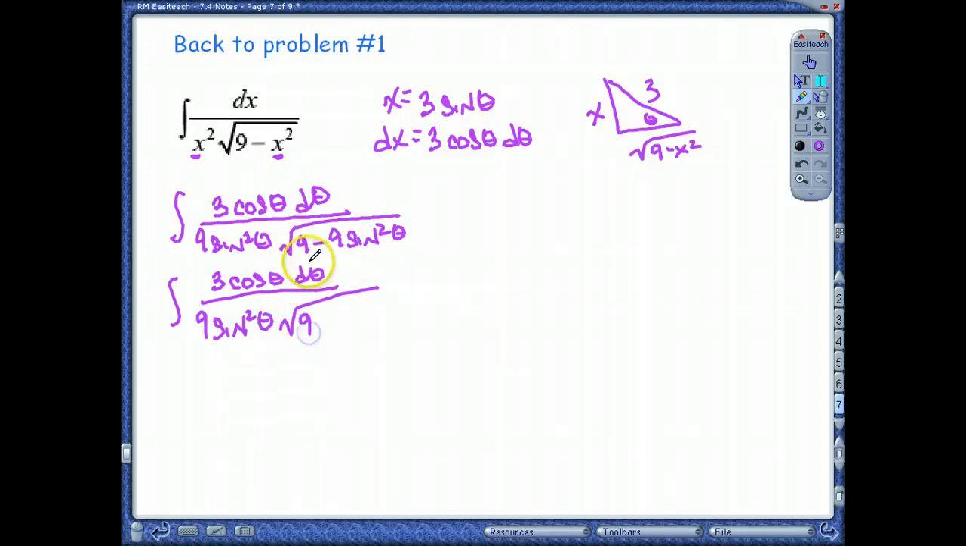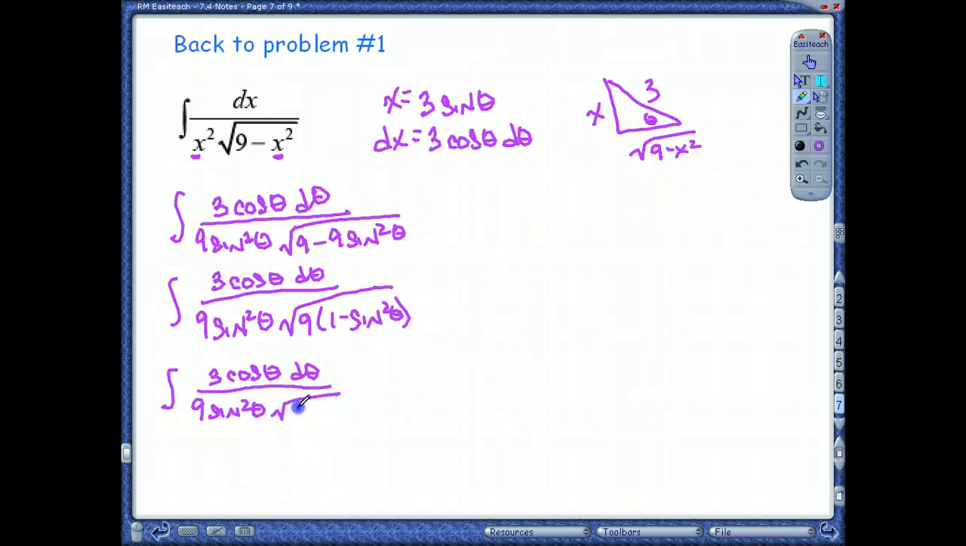I can factor out that 9, and then that's going to give me 1 minus sine squared. Okay, well, what is 1 minus sine squared? Oh my goodness, if you said cosine squared, you're a winner. So I end up with the square root of 9 cosine squared. Now that we only have that one term in the bottom, I can take the square root of that. I'm going to be filling up this whole slide. 9 sine squared theta times 3 cosine theta.